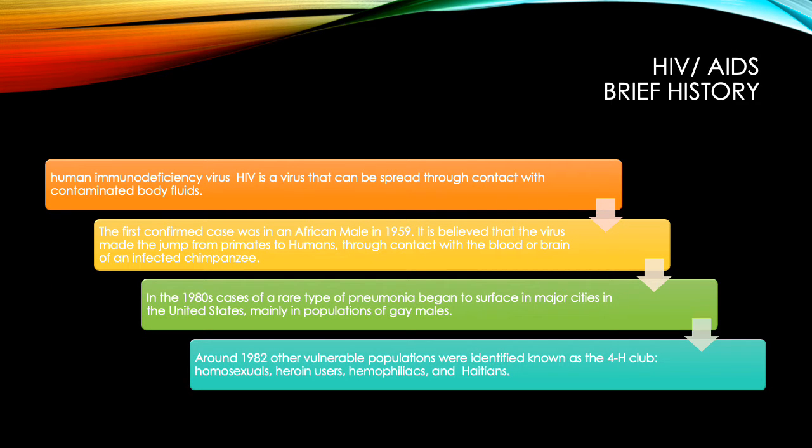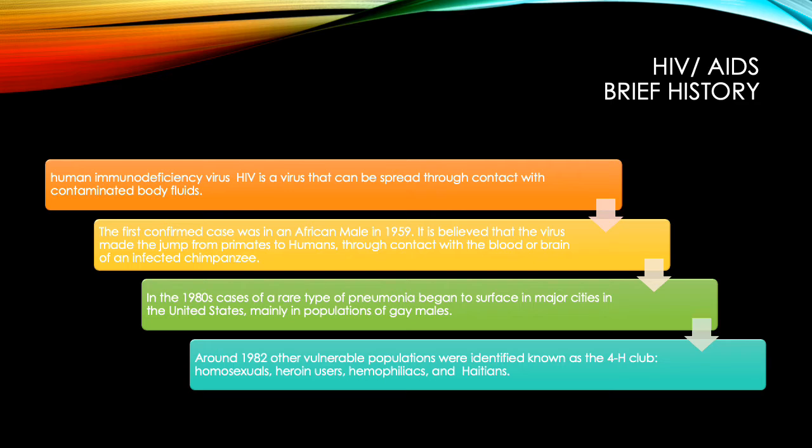Let's begin with a brief history of HIV and AIDS. The human immunodeficiency virus, or HIV, is a virus that can be spread through contact with contaminated body fluids. The first confirmed case was an African male in 1959. It is believed that the virus made the jump from a primate, specifically a chimpanzee, to humans through contact with the blood or the brain of an infected chimpanzee.